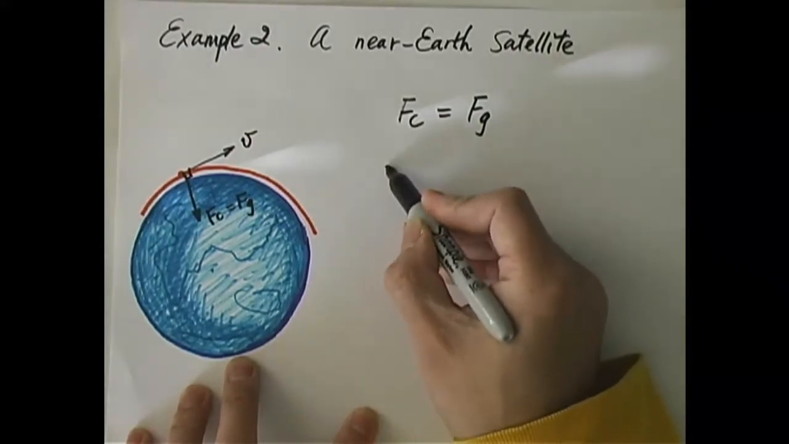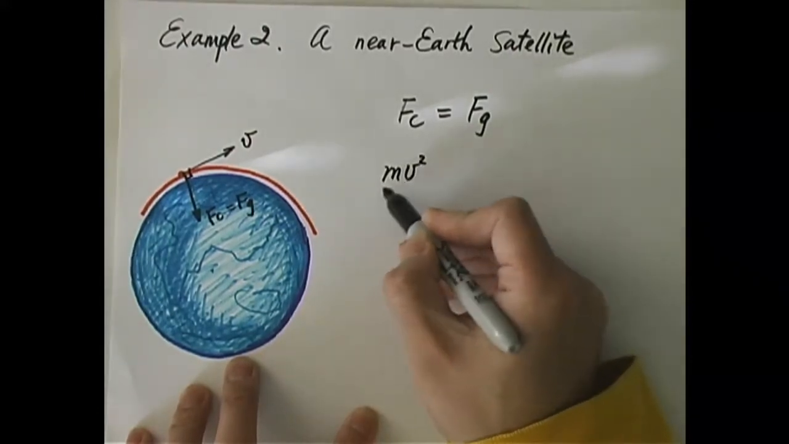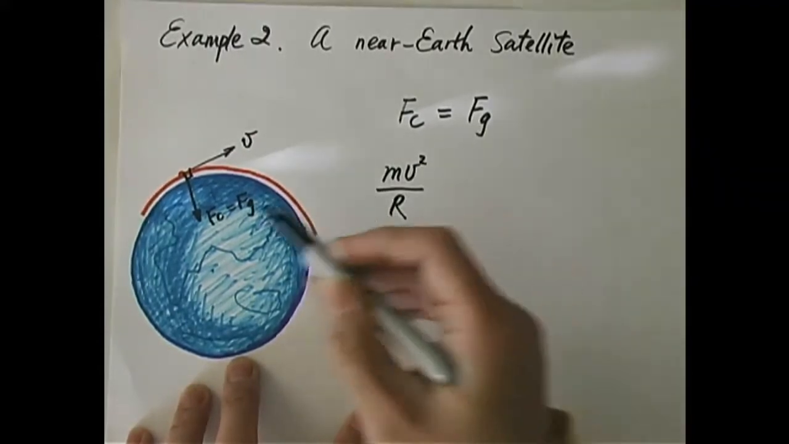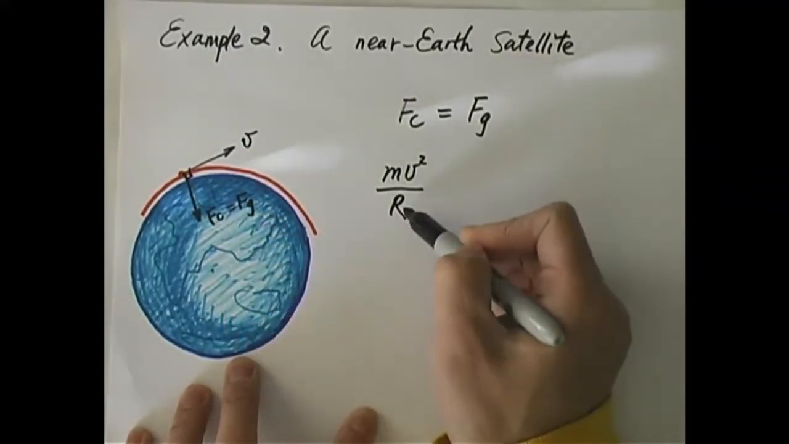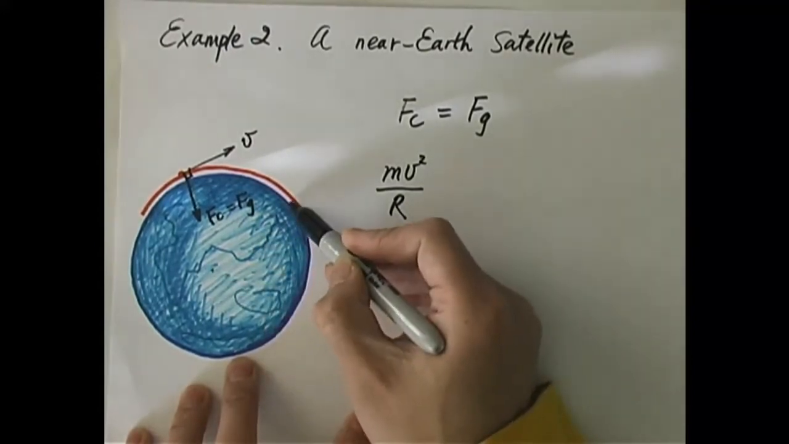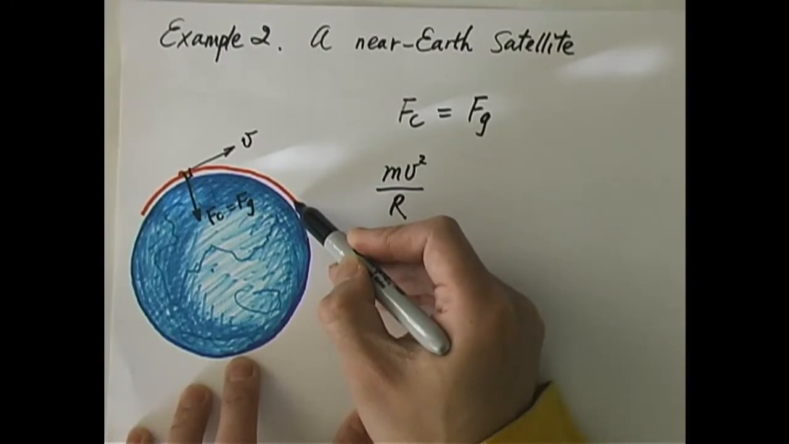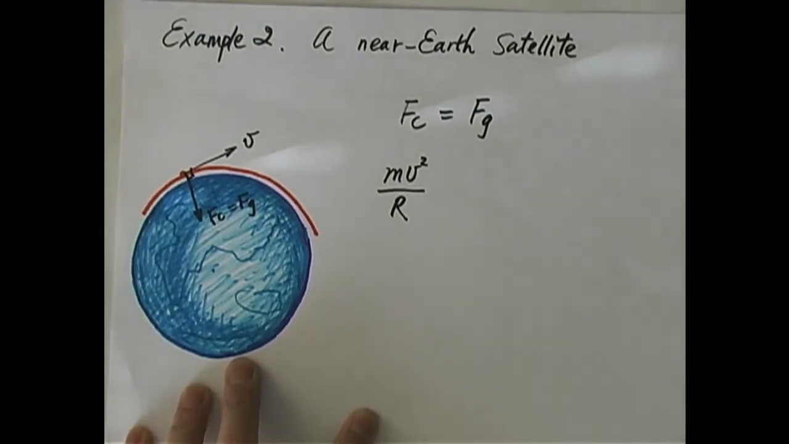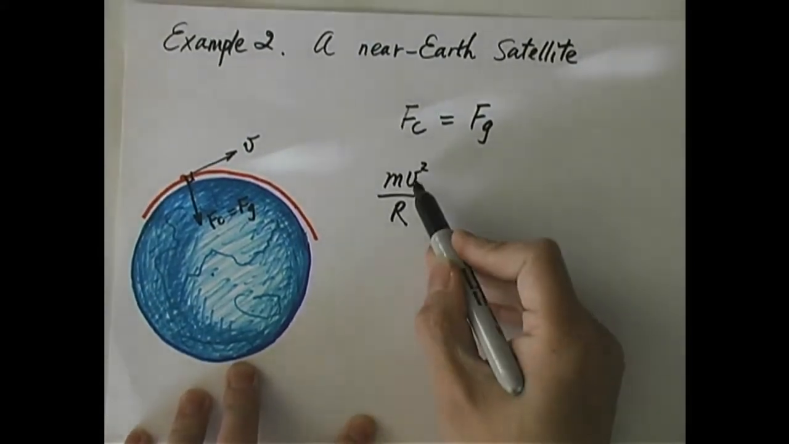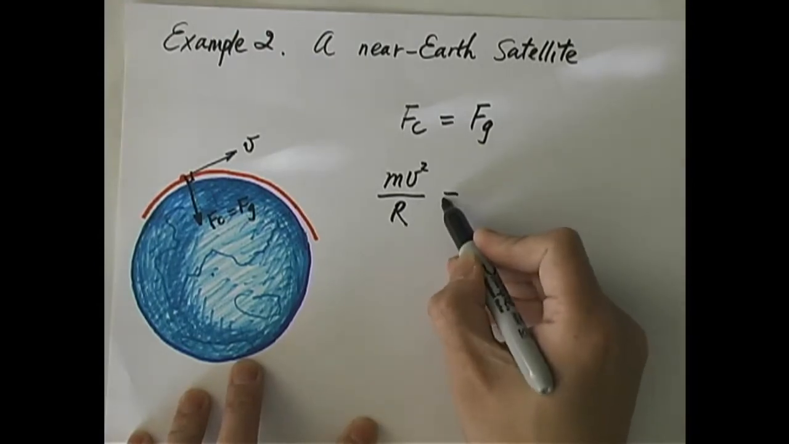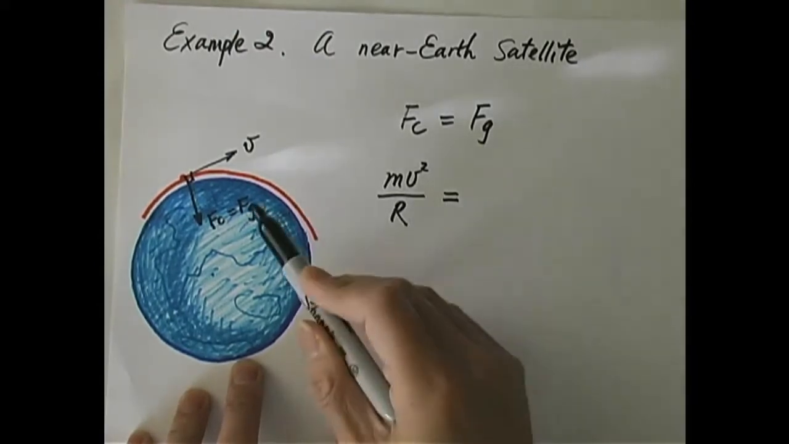And centripetal force equals mv squared over r. R is the radius of the Earth. It's actually the actual orbital radius, that's what I should put. But the orbital radius differs from the radius of the Earth only by this little distance here, which is the altitude of the satellite, maybe a couple of 100 miles, which is not much compared to the radius of the Earth, which is about 4,000 miles. So roughly speaking, we say mv squared over r, r being the radius of the Earth. So that equals the gravitational force exerted on the object.